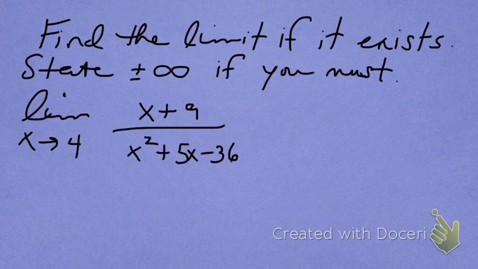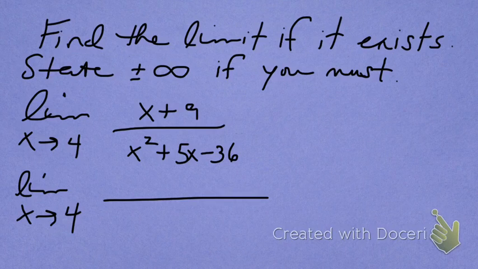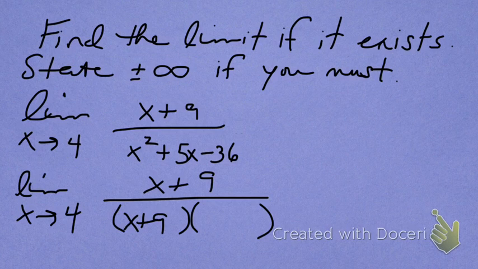Let's find this limit. Now you know I'm not going to just plug in that 4. If I do, I end up with a denominator that is 0. So there's definitely something going on. Sounds like we have an asymptote coming. We can factor the bottom. When we do, we've got x and 9 up top, down low, x plus 9, x take away 4.